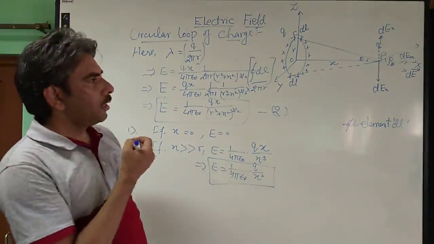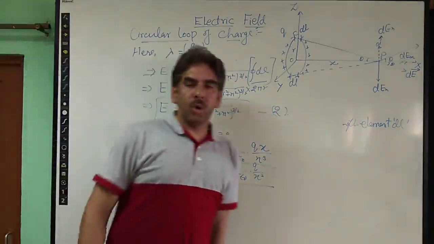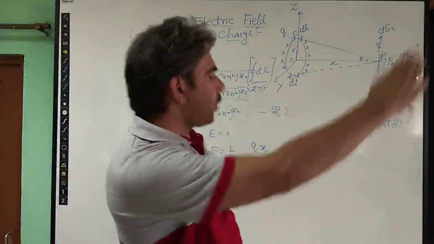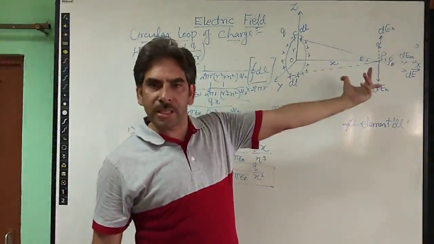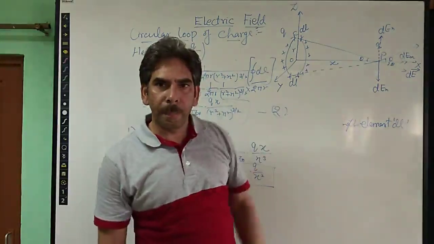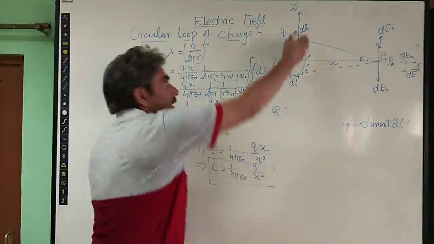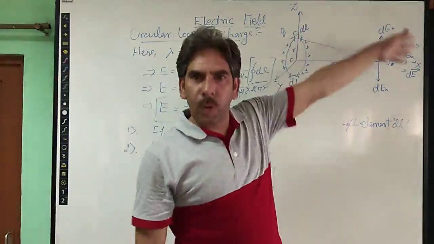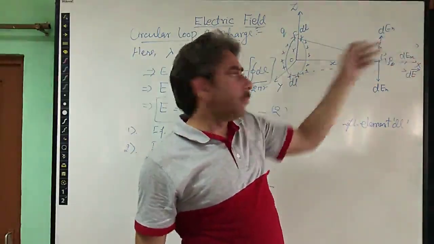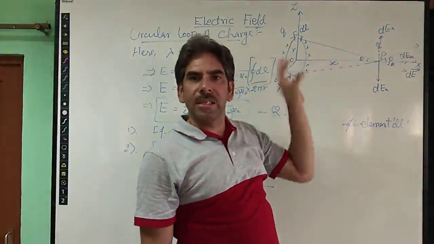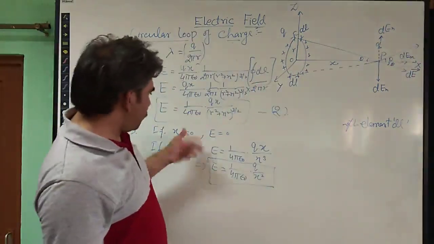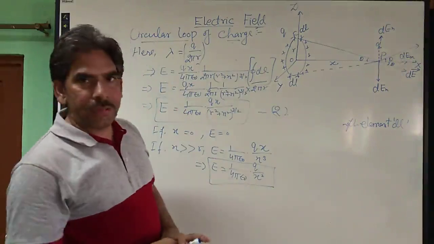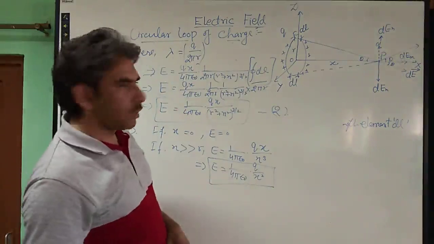So if point P, or we can say the test charge over the axis, is kept at a very far off distance, so far that r can be ignored in comparison to that length, in that case this loop of charge behaves as a single point charge for that test charge. So this is what we understand from the electric field due to a circular loop of charge.